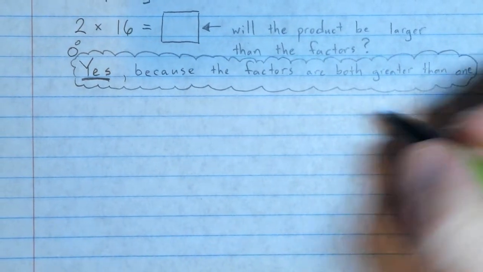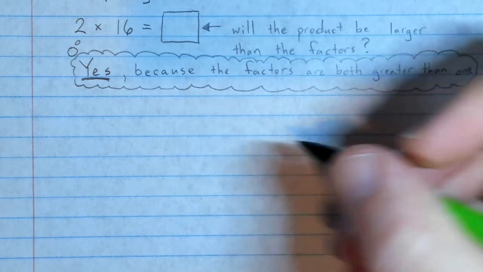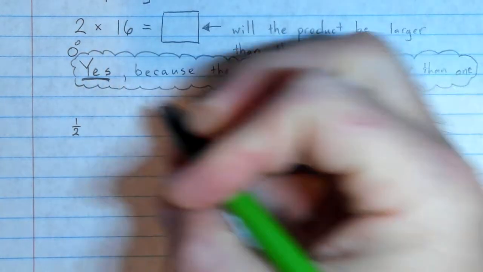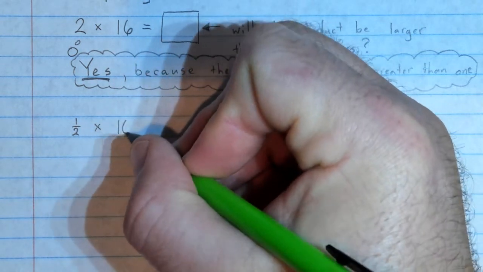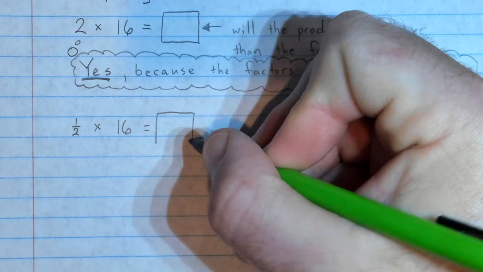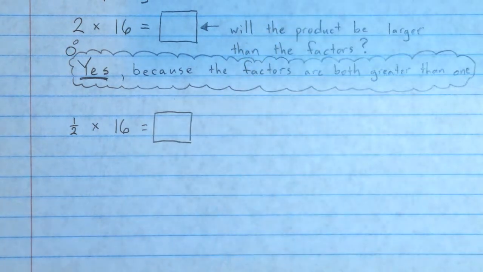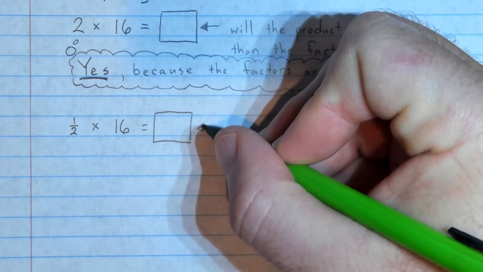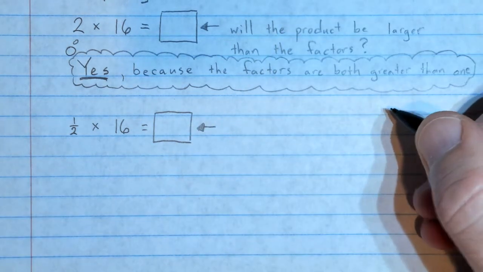If I give you something that looks like this, we'll give ourselves a little space. Let's say I have 1/2 times 16. Now again, a lot of you may already know the answer to this. You might be able to figure out what half of 16 is. You might already know. Okay. I'm going to ask a similar question. Let me say it that way.